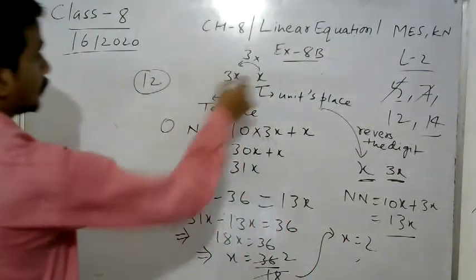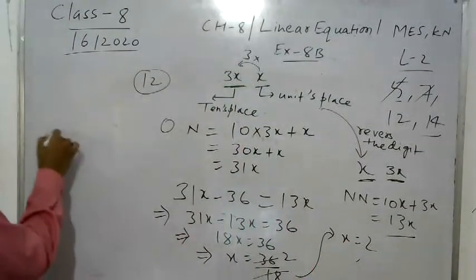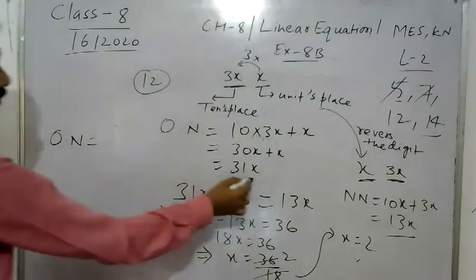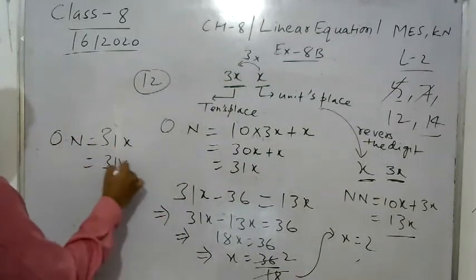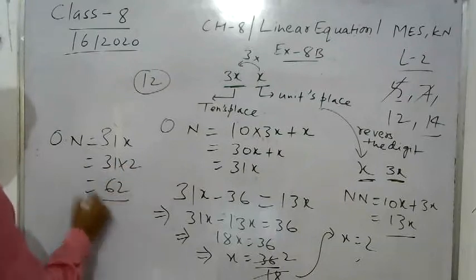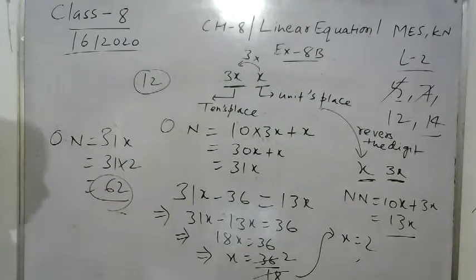So if x equals 2, our original number, putting the value of x in 31x, means 31 into 2. So our original number will be equal to 62.